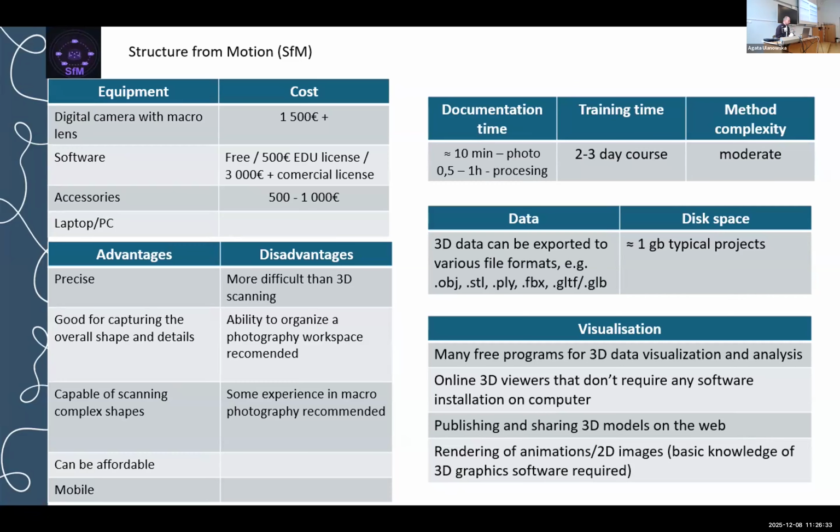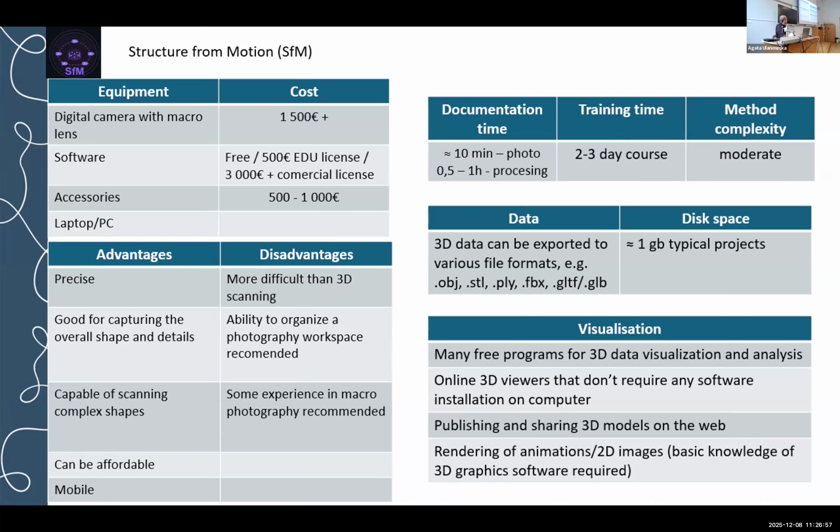You also need to buy some photographic accessories like tripods, stands, lights. So it costs from 500 to 1,000 euros approximately, of course, because again, you can spend as much as you like, and of course you need a computer to calculate this data.